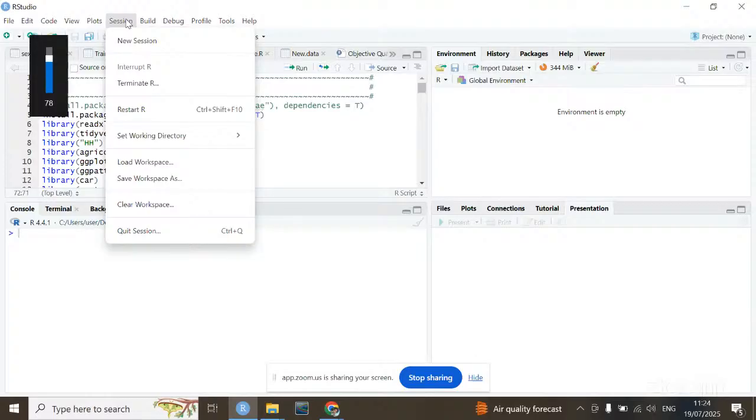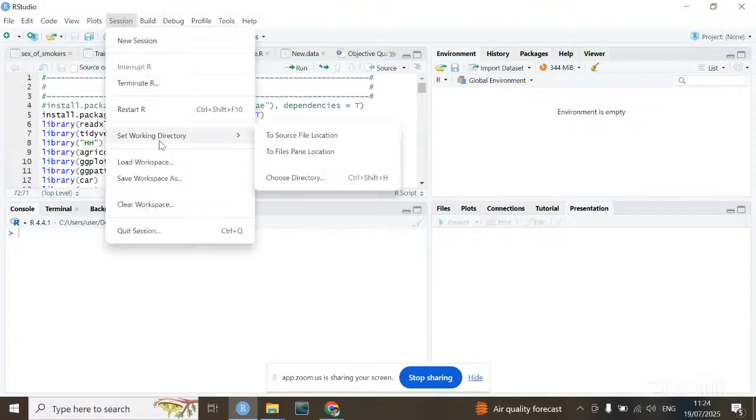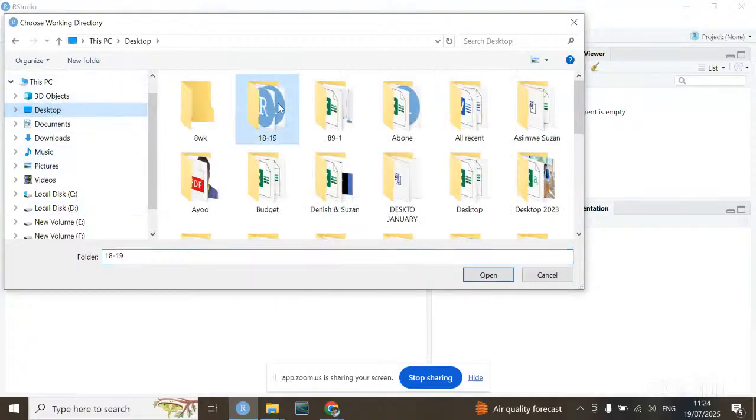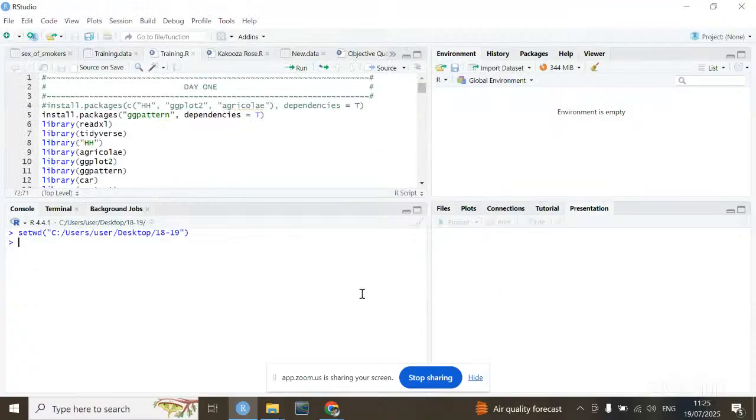Okay. So to set the working directory, you go to Session, then Set Working Directory, and Choose Directory. Then it will take you to your computer, and you select from your computer where your folder is. For my case, my folder is on the desktop, and this is the folder. Then I open it. After setting the working directory, you can come and import your data.